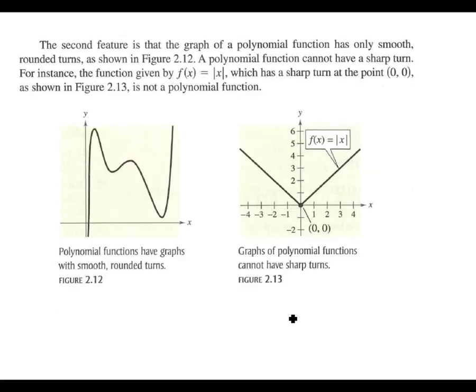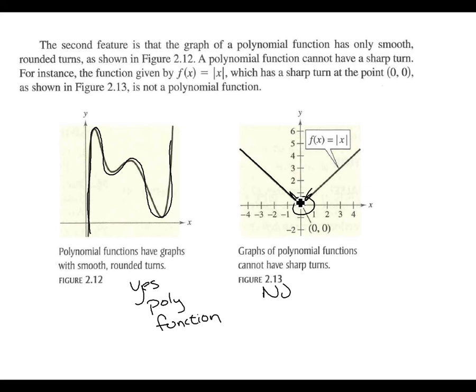Rule number two, it's got to be smooth. All right, so on this one, we never have any hard edges, no hard points. It's always a nice curve, as opposed to our absolute value, boom, right there. That's a hard, non-smooth, sharp turn. So again, nice rounded turns. Yes, we're a polynomial function. And over here, this would be no because of this point right here.